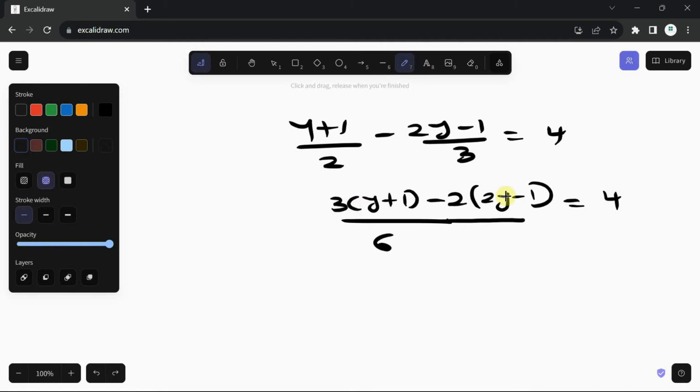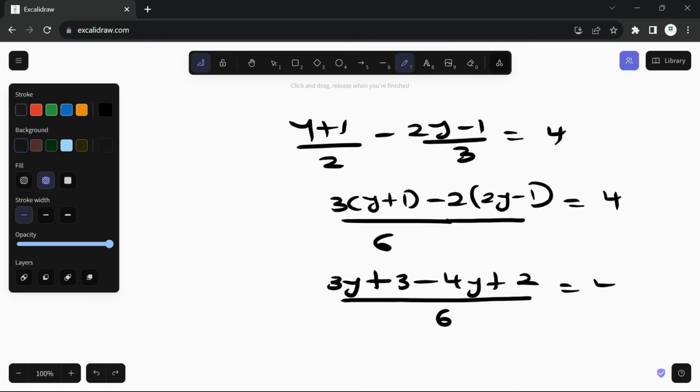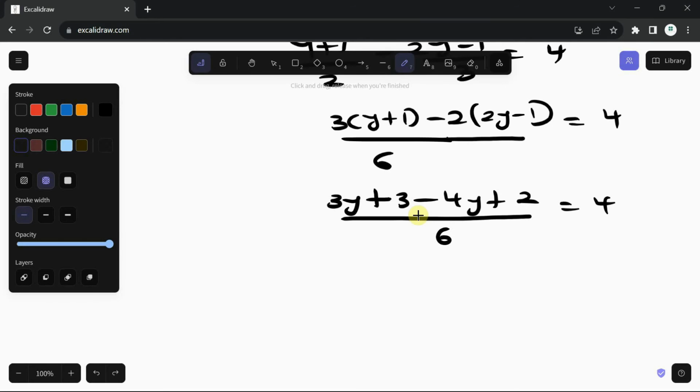So let's expand the brackets. 3 times y is 3y plus 3 times 1 is 3. So minus 2 times 2y, that will be minus 4y, right? Minus 2 times minus 1, minus times minus is plus, so that will be plus 2, all over 6 is equal to 4. So let's simplify the numerator. 3y minus 4y is minus y, plus 3 plus 2 is plus 5, all over 6 is equal to 4.